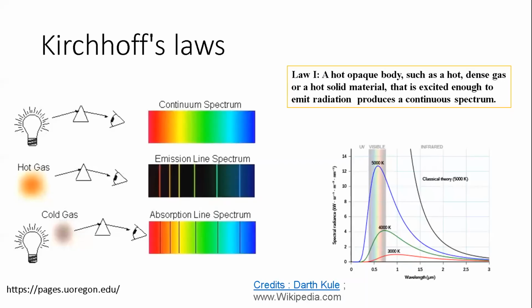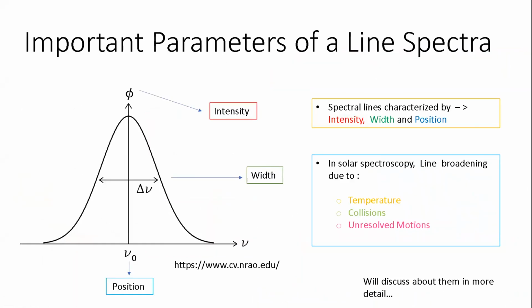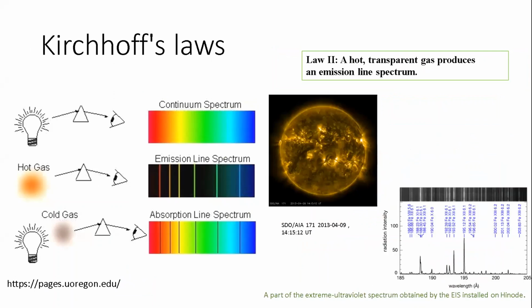If it's present in front of a cold cloud, then it can give rise to the absorption lines. So it is a backdrop for absorption line spectrum also. So the second law is regarding the emission line and states that a hot transparent gas produces an emission line spectrum.